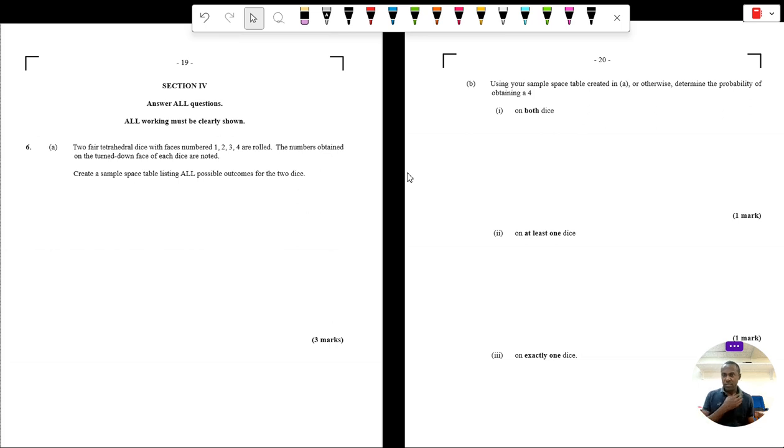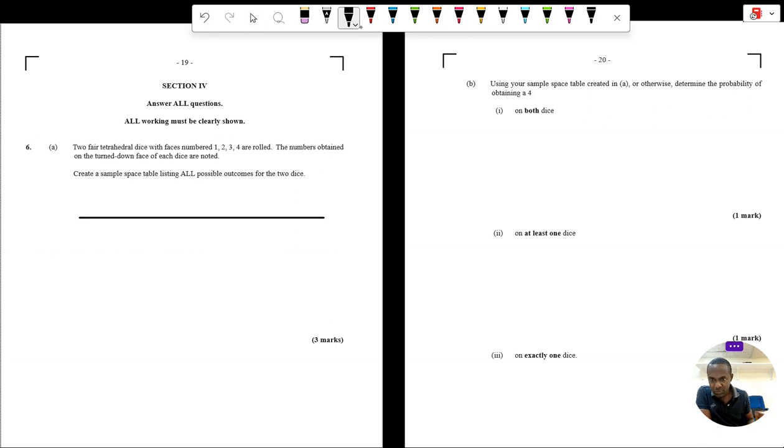The question says, part A, number 6, two fair tetrahedral dice with faces numbered 1, 2, 3, and 4 are rolled. The numbers obtained on the turned-down face of each die are noted. Create a sample space table listing all possible outcomes for the two dice. So let's proceed to establishing that.